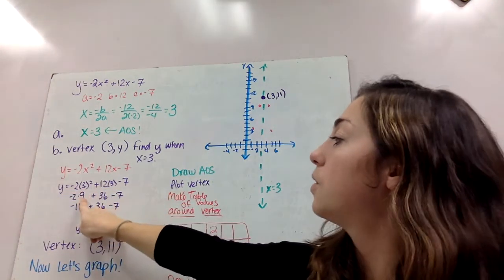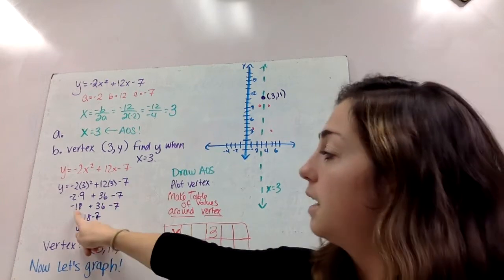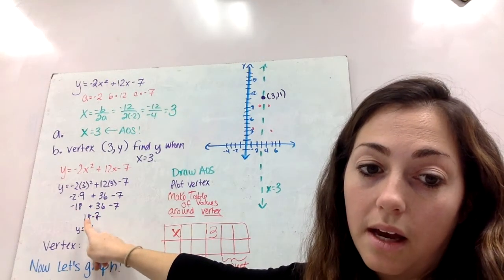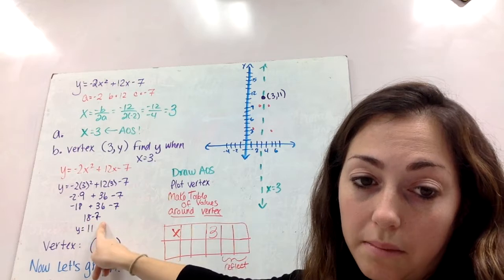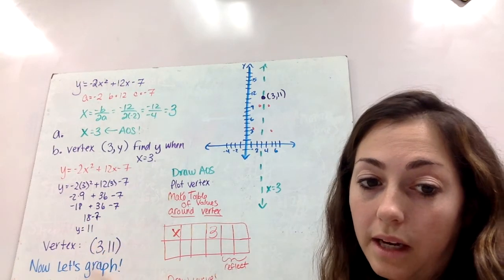All right, when you do so, 3 squared is the first thing to do. You get 9. Then you can multiply and you get negative 18 plus 36 minus 7, which is 18 minus 7, which is 11. So my vertex is (3, 11).